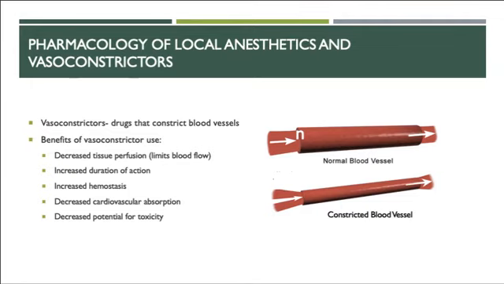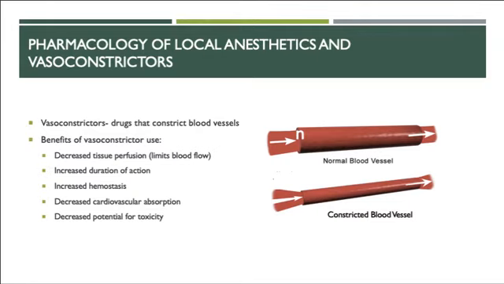So we talked about how all local anesthetic drugs are inherently vasodilators, which has the potential to increase the distribution of the drug beyond the site of injection. And that can lead us to an increased risk for systemic toxicity. Vasoconstrictors, on the other hand, do the opposite. They constrict blood vessels, thus counteracting the native vasodilatory effects of local anesthetics.